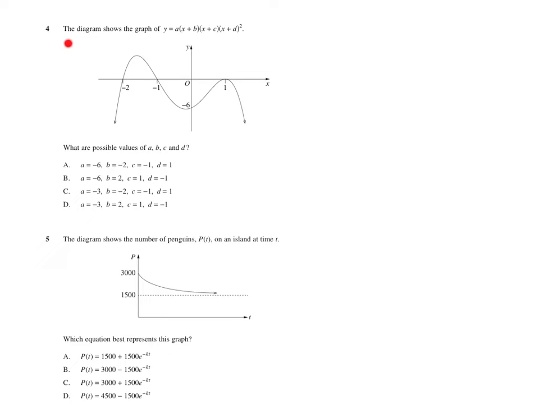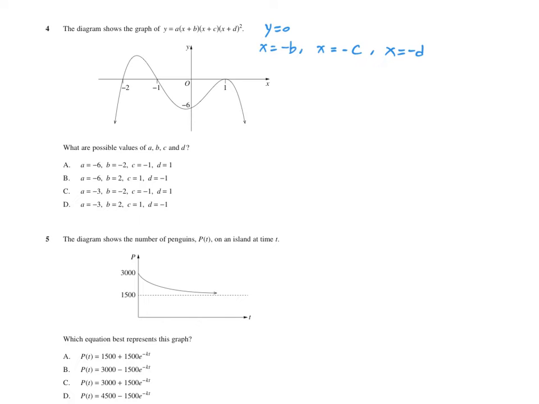This question is about a function of x. Y is a function of x, and it shows you the graph of this function. According to the function, when y equals 0, you have either x plus b equal to 0, or x plus c equal to 0, or x plus d equal to 0. So x should be 0 at minus b, minus c, minus d.